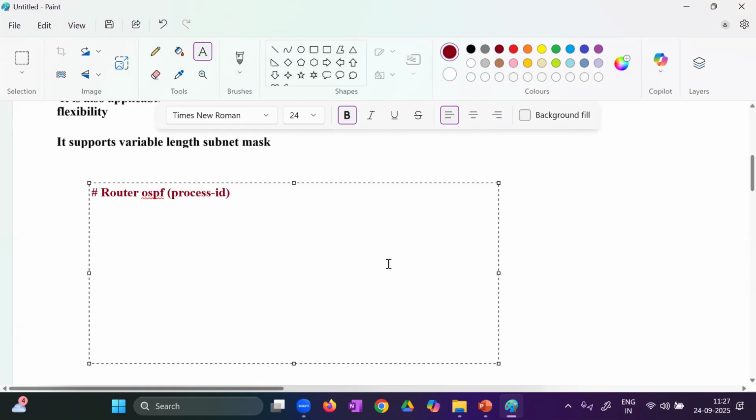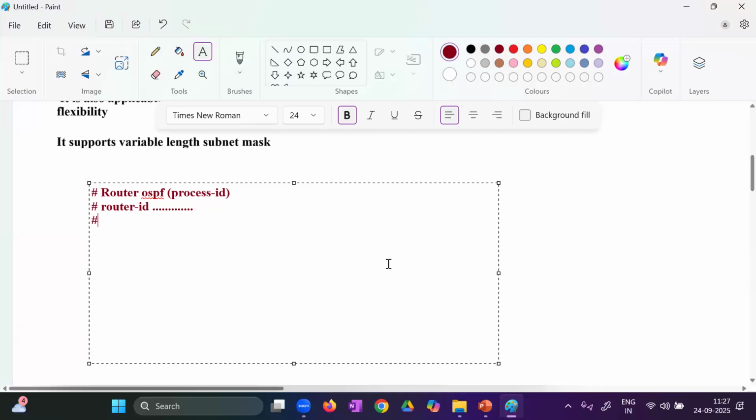Right. In EIGRP, here we used to write what? Yes. AS number. In RIP, nothing is required. Whereas in OSPF, we need to write here what? Process ID. Okay, what is this process ID? We'll explain it. Next, after this, if you want to write the router ID manually, then the command is router-id, then you write the value. Now you know that if you do not write it, what will happen? It is going to take it automatically.